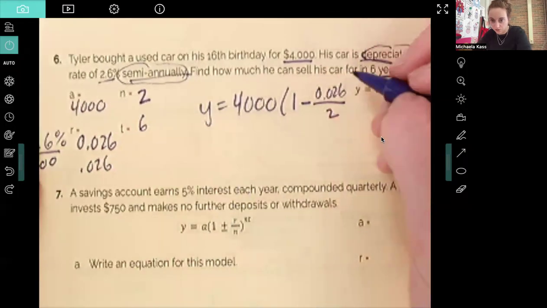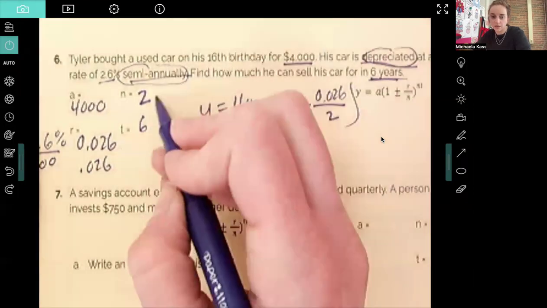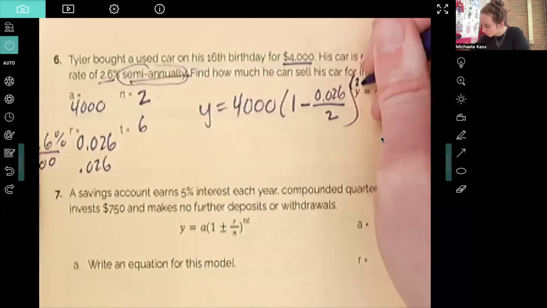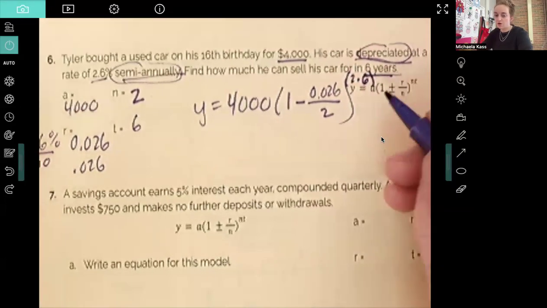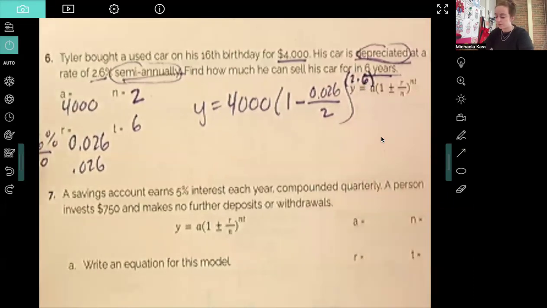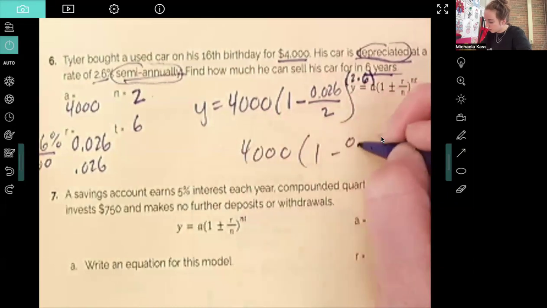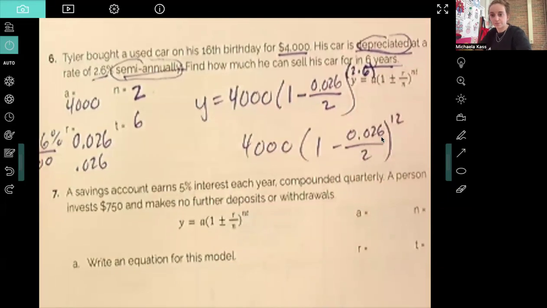Now I'm running out of space for this, but we still need an exponent, right? Our exponent is N times T. So N is 2 times 6. So I'm going to put in parentheses here, 2 times 6. Now, some of you might be like, oh, well, I know 2 times 6. That's 12. That's awesome. So you can go ahead and just rewrite this as 12, right? You can just put the exponent to be 12 if you know that.